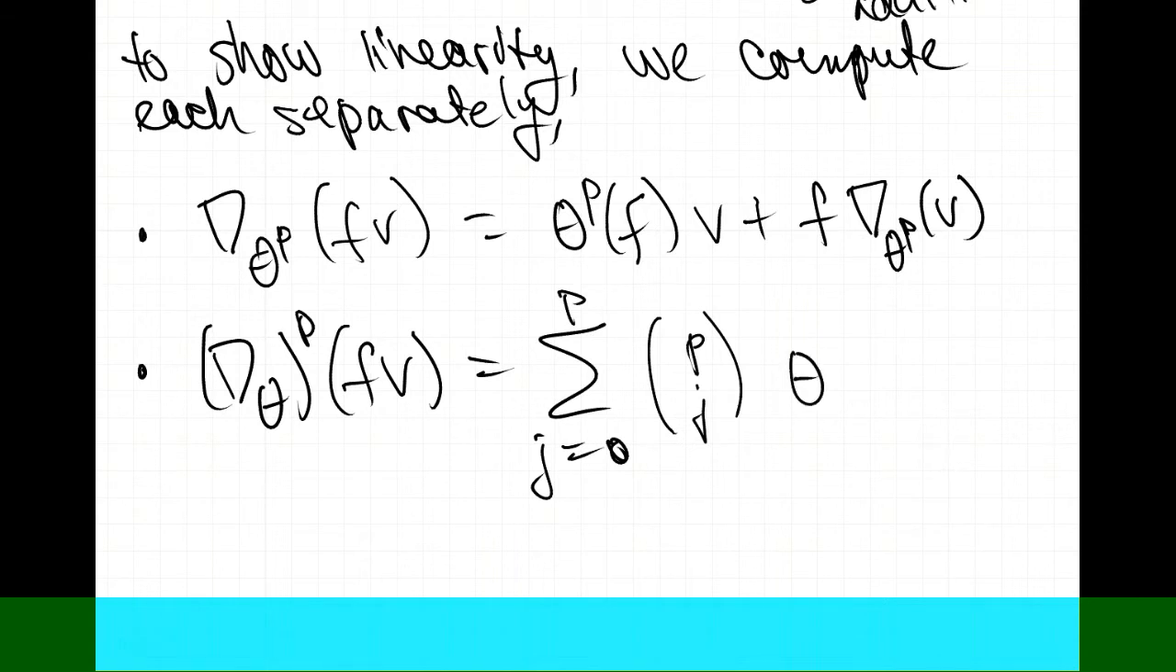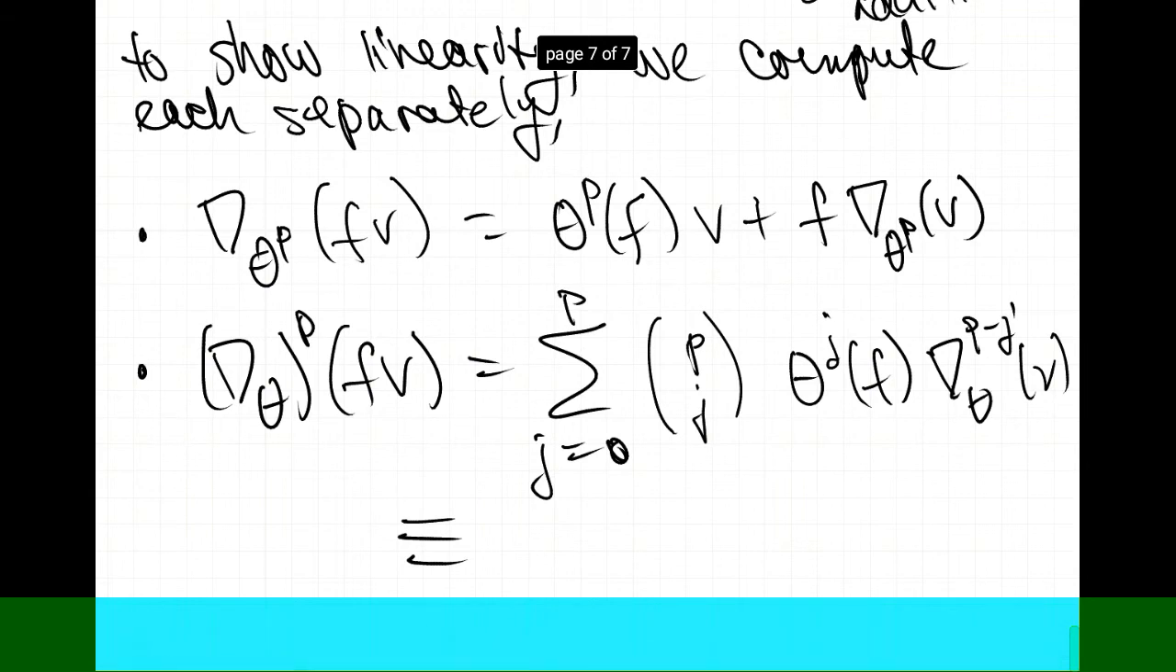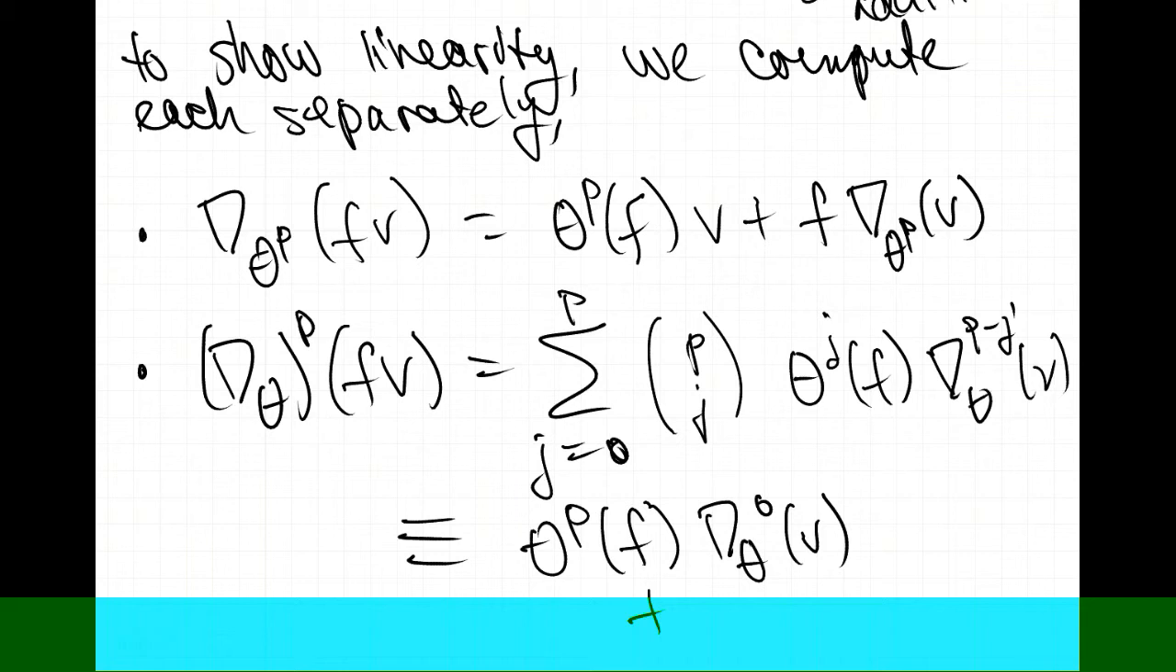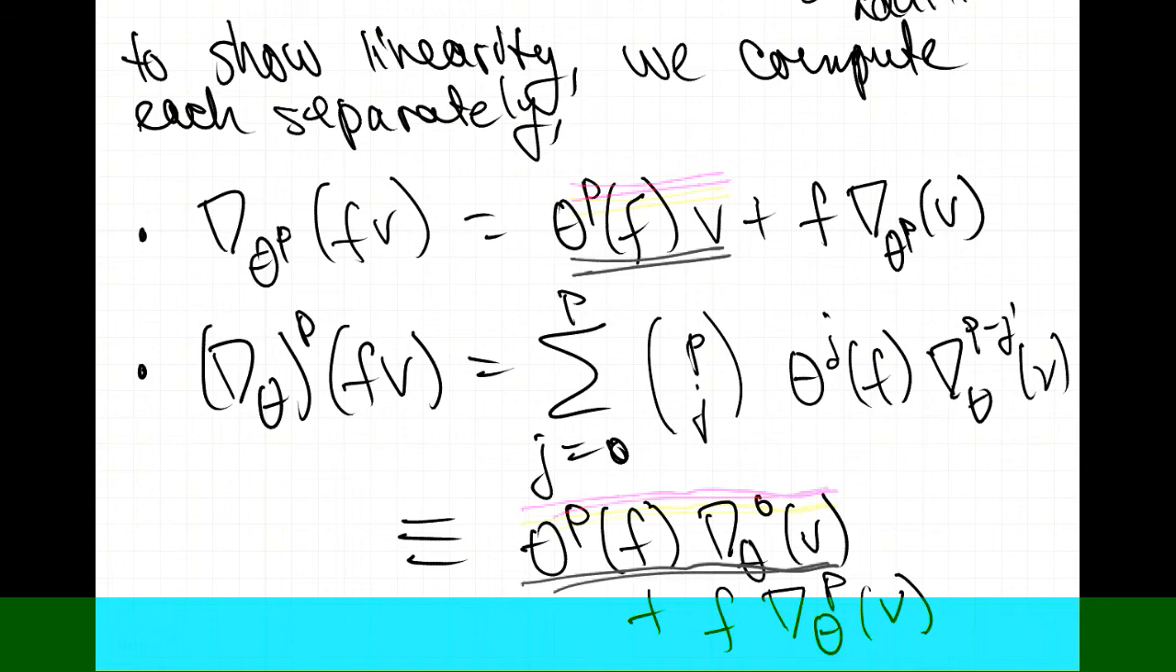So we do theta to the J of F, and then we have this thing, and then we have P minus J of V. Okay, so we use this Leibniz rule, but since we're working in characteristic P, they all go away. So this is theta P of F, this thing to the 0 with a V, which will just be V plus, then we have F, this guy here to the pth power of V. Okay, so that's what we have, and then we can notice that when we subtract these two to get the full thing, so this thing minus this thing is the P-curvature, and this term and this term are the same. Okay, so when we subtract them, we get the desired result.